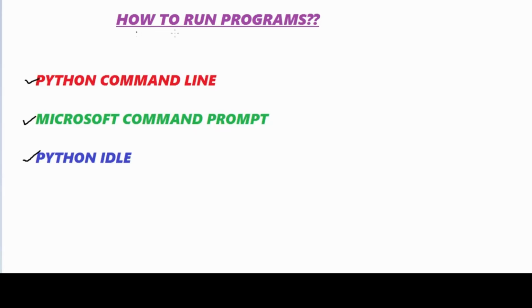We are discussing how to run programs in Python programming language. There are three ways. One is using Python command line, second one is using Microsoft command prompt, and third one is using Python IDLE. First we'll see how to run programs using Python command line.